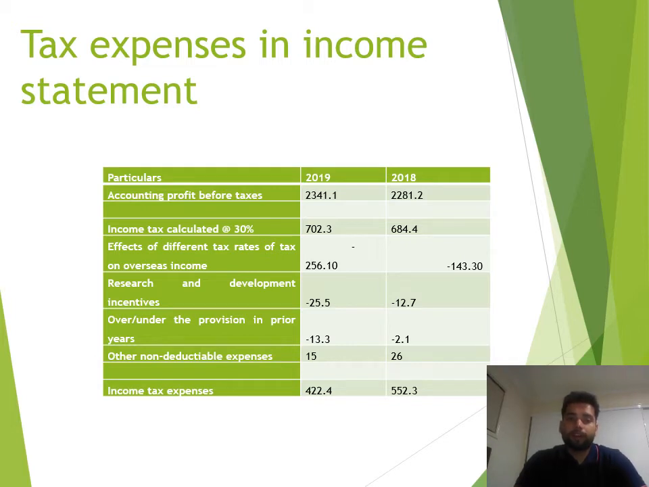Different tax rates of other countries reduce tax liabilities by $256 million. There are some incentives provided by the government on research and development. Because of these incentives, there is a reduction in tax liabilities of $25.5 million, and there are some more reasons which reduce or increase our income tax liabilities.